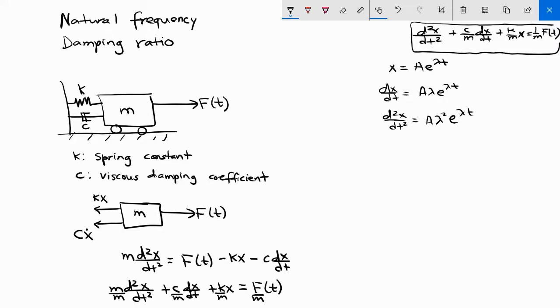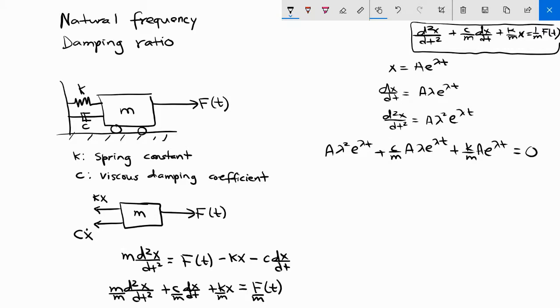Let's substitute them in the differential equation. So now the differential equation can be written as A lambda squared e^(lambda t) plus c over m, A lambda e^(lambda t) plus k over m, A e^(lambda t). Now I will assume that the forcing function is equal to 0. Either I can say that I will assume the forcing function is equal to 0, or I can say that I will obtain the homogeneous solution.